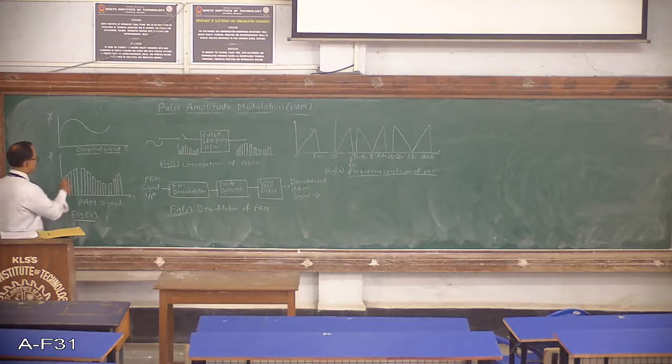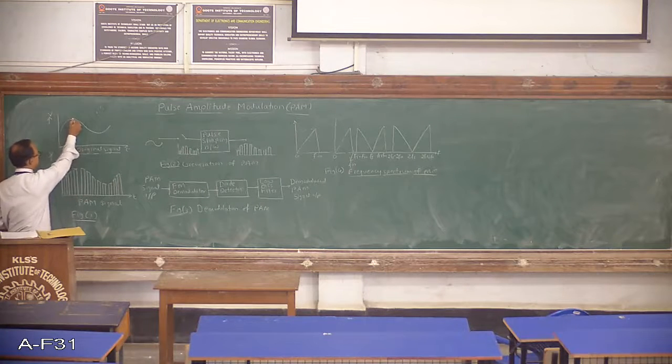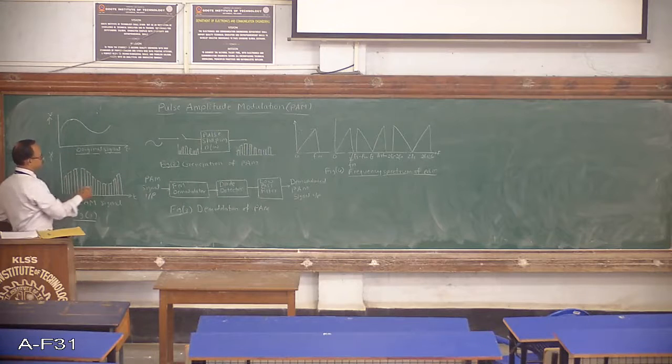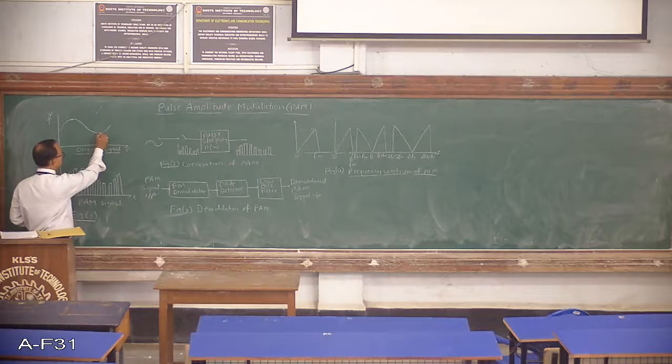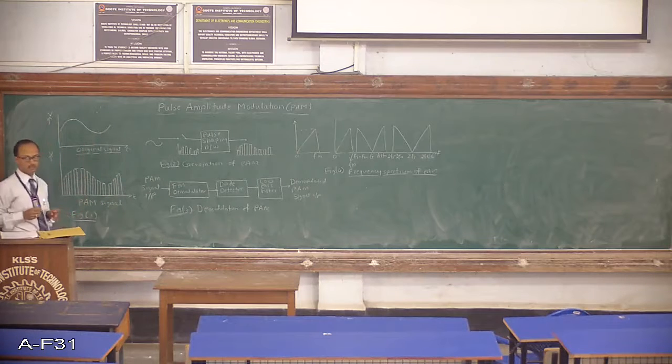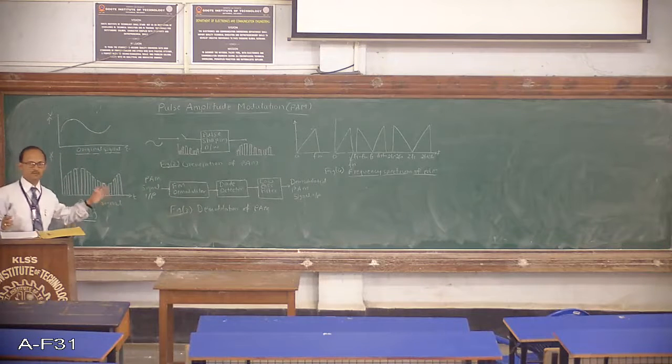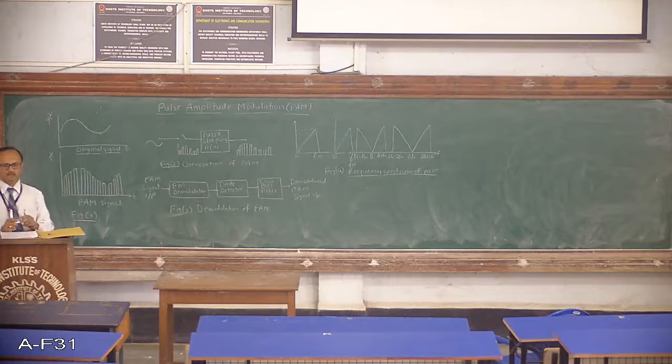Suppose a sample is taken at this instant of time, the amplitude of this pulse is determined by the amplitude of the original signal at this instant of time. If a sample is taken at this instant of time, then its amplitude is determined by the amplitude of the original signal at this instant of time. That means the amplitude of the pulses of the samples taken is determined by the amplitude of the original signal at the instant of time at which samples are taken.